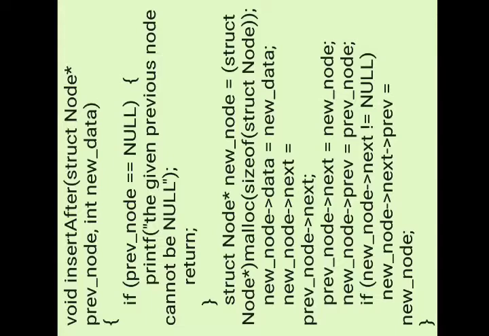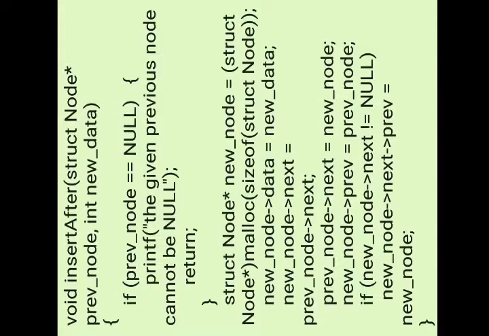Why am I checking? For example, I am telling you to go and stand behind that student B. Then what will you do? First, you will check where that student B is standing. If you find out where he stands, then you can go and stand behind him. If there is no such person, what will you do? You come and inform me that there is no one like that, ma'am. Similarly, you have to check if previous node is equal to null or not. If it is null, you have to print a message saying previous node cannot be null.